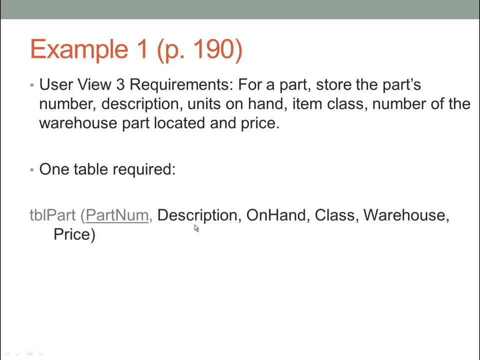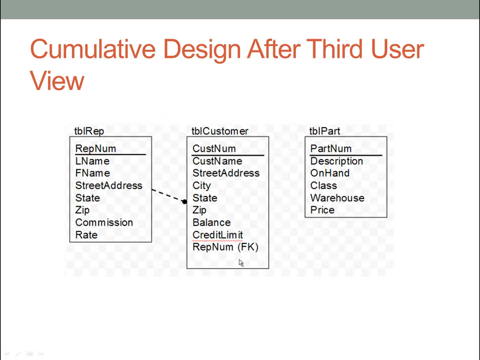I would make sure that I'm normalized with only one table and a primary key. I would identify any other keys. Maybe I have a secondary key for the description. And I would merge that into my overall table design. So here's the table design I had before. Basically now I've just created one more table.